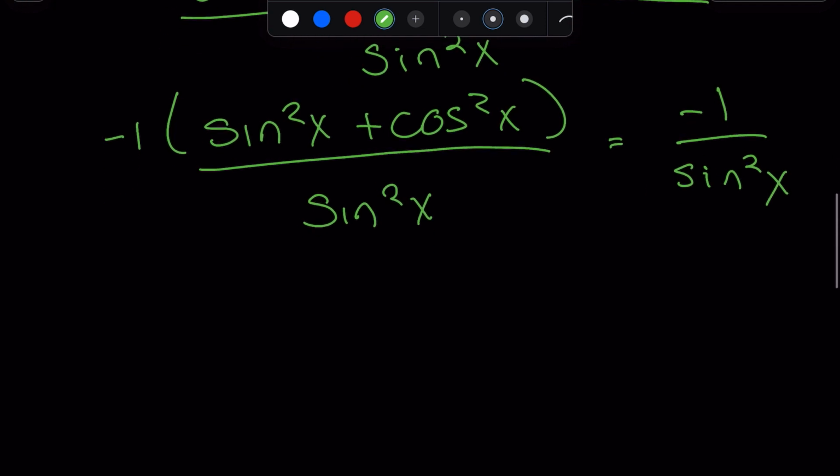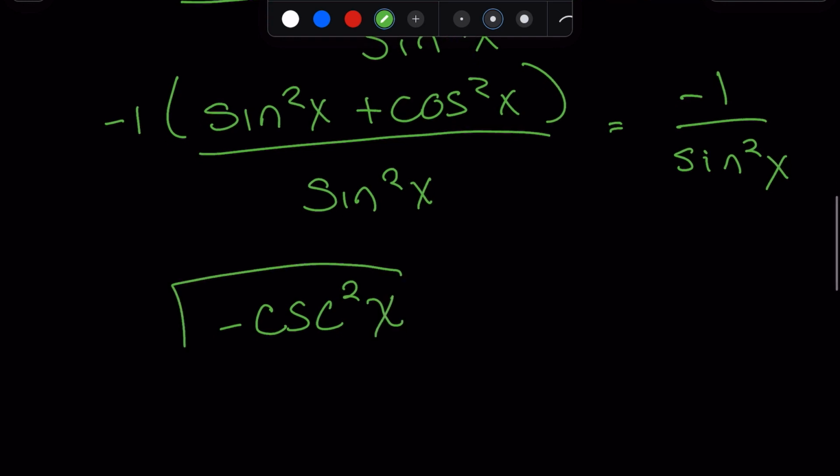And again, no trig functions in the denominator, so negative 1 over sine would be the same thing as cosecant squared of x. So again, commit to memory. Don't go over the quotient rule all the time.